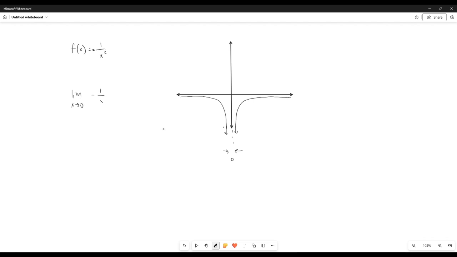Therefore, if the limit at a point is infinite, there is something called a vertical asymptote at that point. The line x equals a is called a vertical asymptote of the curve if the limit at a is either negative or positive infinity from either the left, right, or both sides.